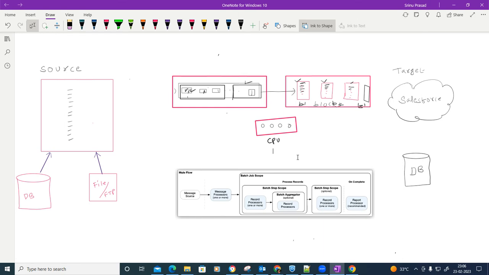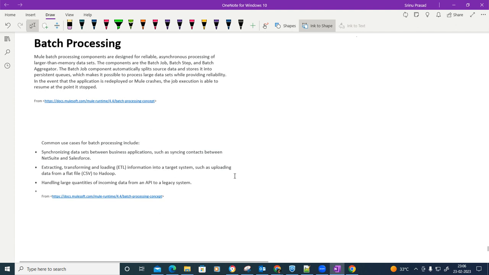Today I would like to discuss the concept called batch processing. Batch processing is one of the most important concepts in Mule, from both an interview perspective and a concept perspective. From the standard documentation, this is the definition of batch processing. The term itself tells about the concept. Why is batch processing required?